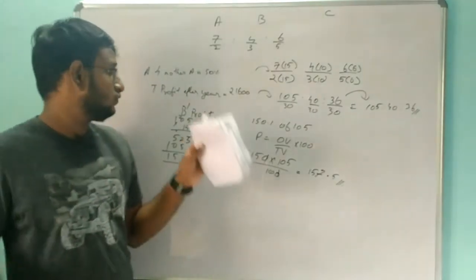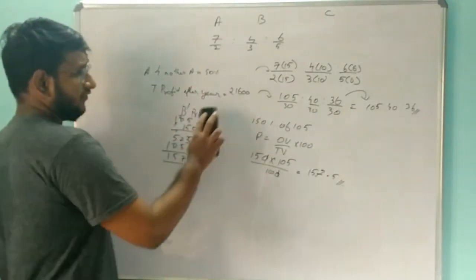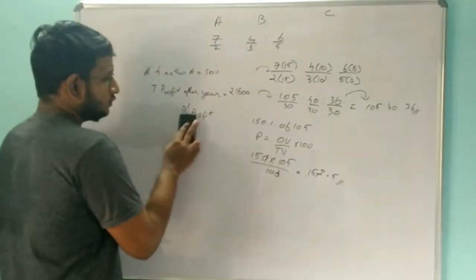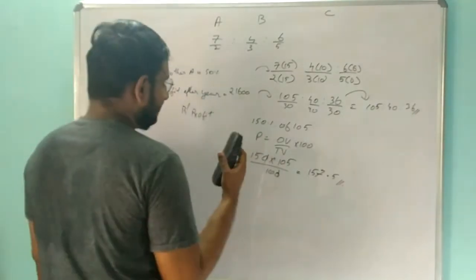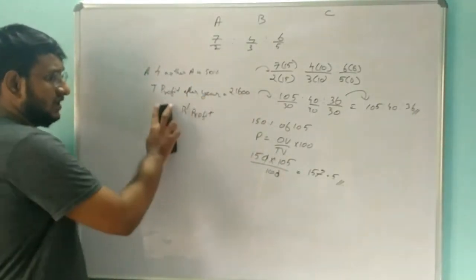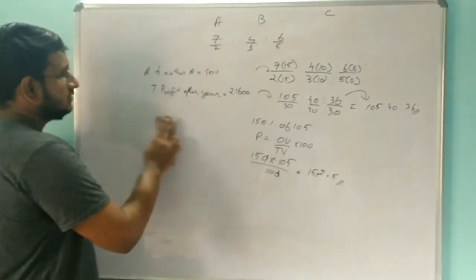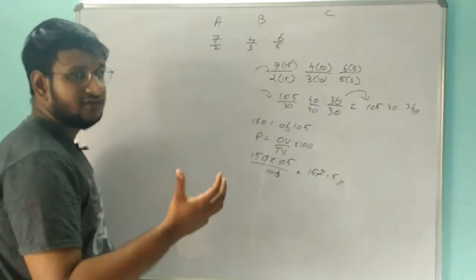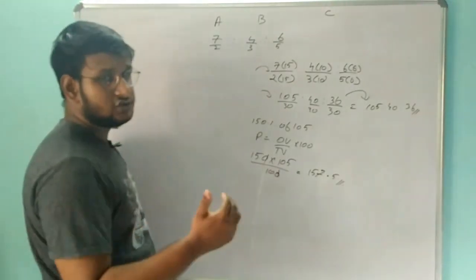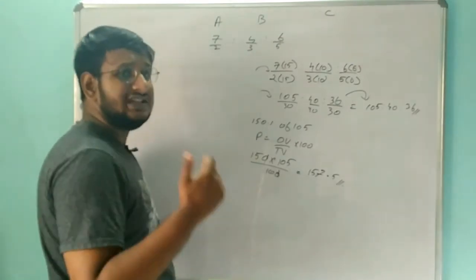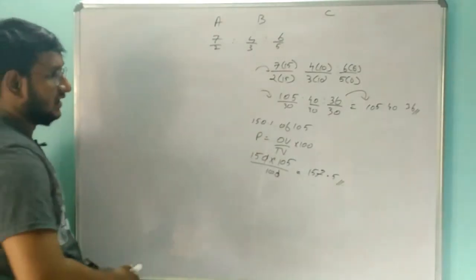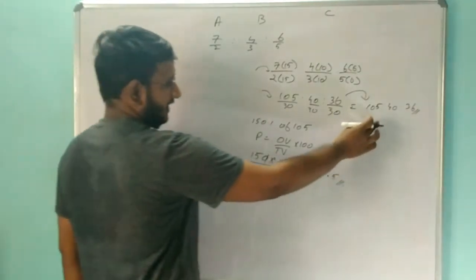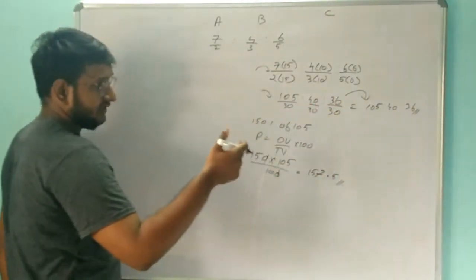Now they are given the total profit as 21,600, and they are asking us to find B's profit. We know the exact ratio, so we can find B's profit as well. We use the same formula, C1 into T1 is to C2 into T2 is to C3 into T3, and substitute the values. We know the ratio of their capitals, 105 is to 40 is to 36.